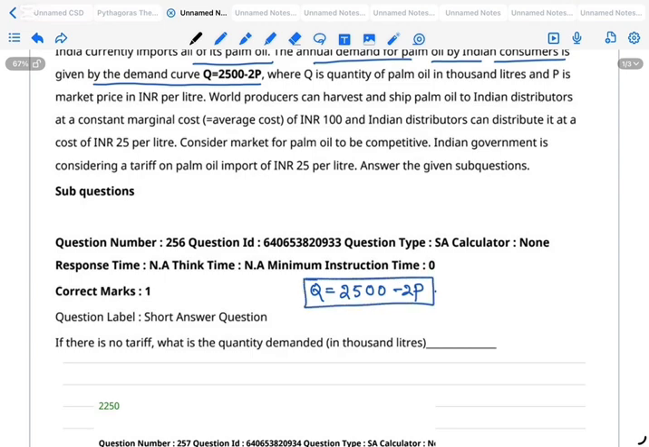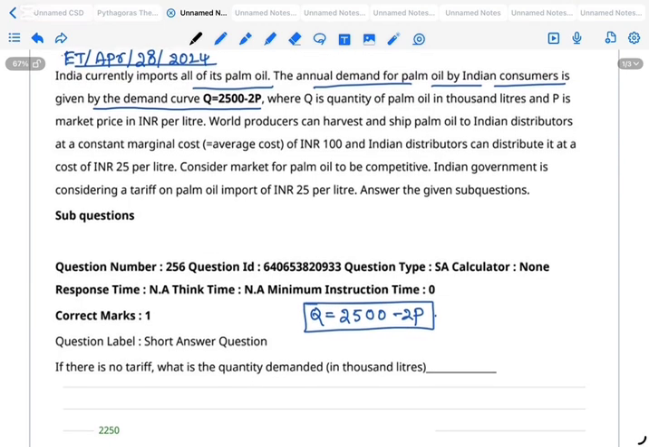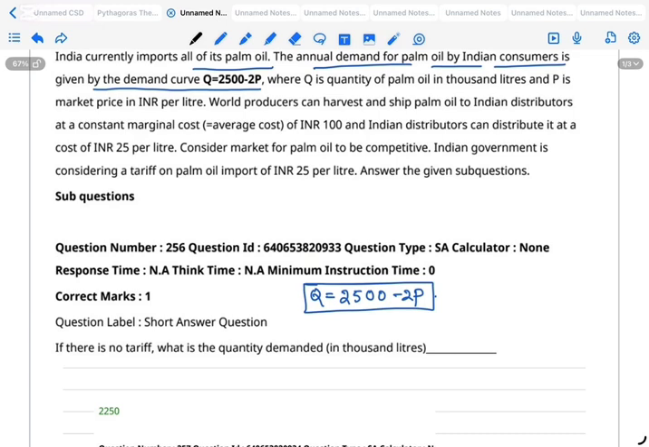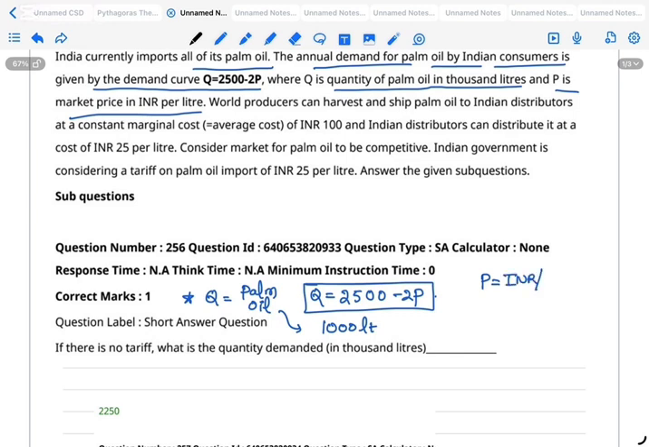The demand function of the palm oil India imports is given, where Q is the quantity of palm oil, which is in 1000 liters. This one is important. And P is the market price in INR, that is rupees per liter.